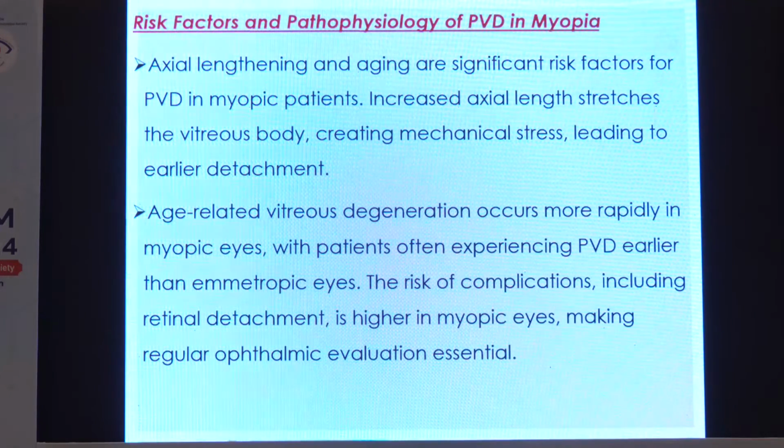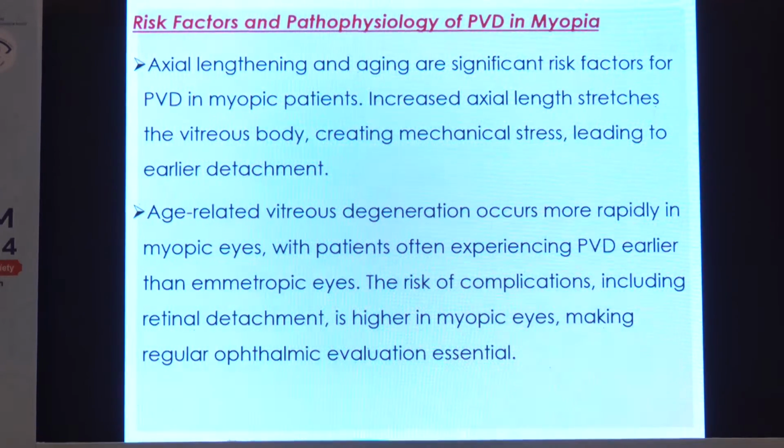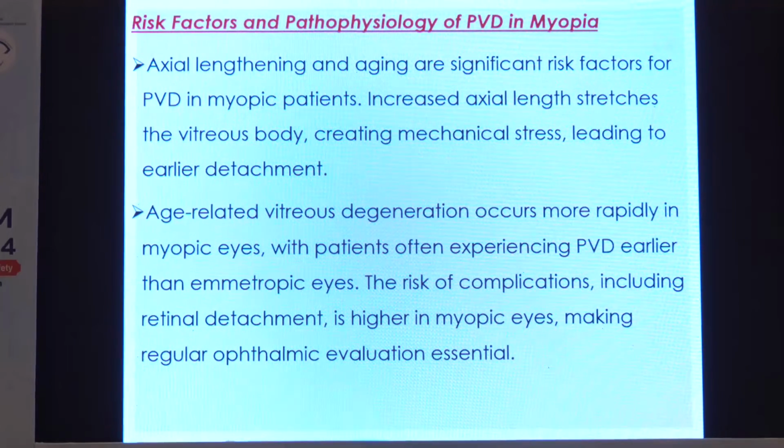Risk factors and pathophysiology of PVD in myopia. Axial lengthening and aging are significant risk factors for PVD in myopic patients. Increased axial length stretches the vitreous body, creating mechanical stress leading to earlier detachment. Age-related vitreous degeneration occurs more rapidly in myopic eyes, with patients often experiencing PVD earlier than emmetropic eyes. The risk of complications, including retinal detachment, is higher in myopic eyes, making earlier ophthalmic evaluation essential.